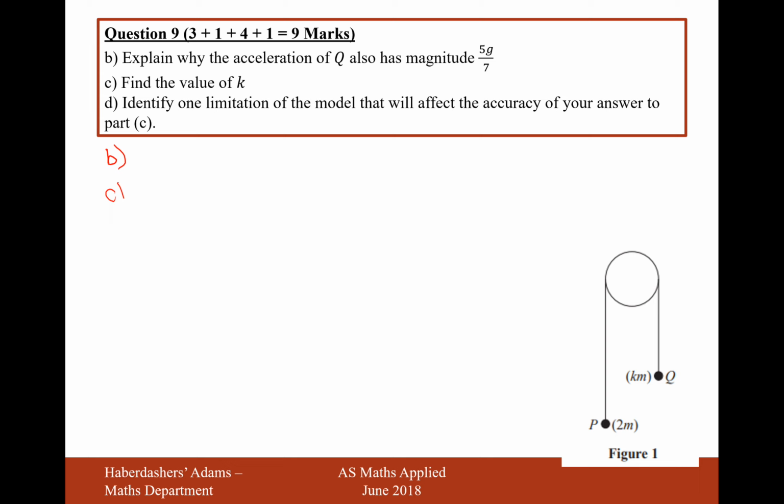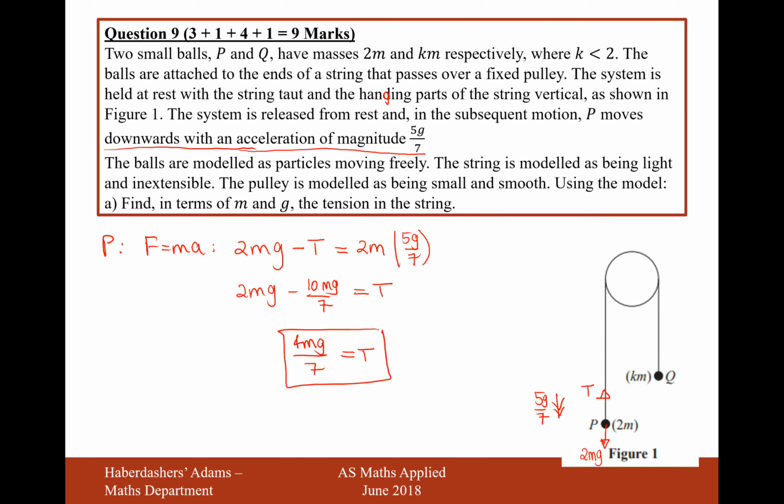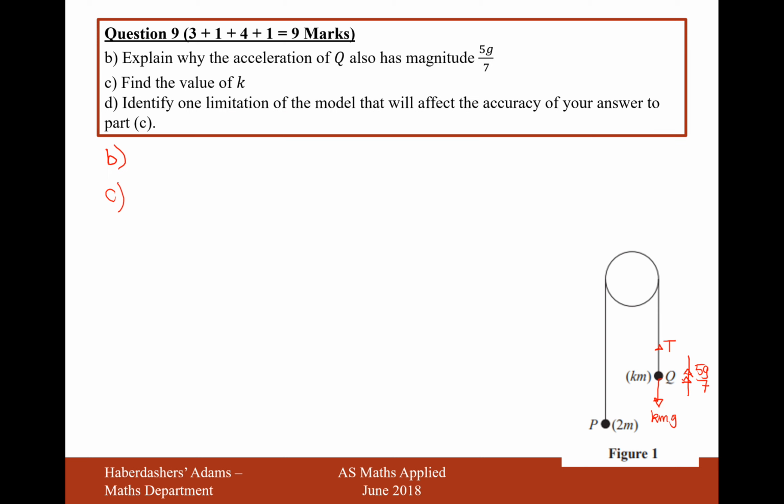Moving on to part C now. So for Q, this is going to have an upwards acceleration of 5g/7 as well, with a weight of kmg, with a total tension value of T. Now the tension value is going to be exactly the same as the tension value here, 4mg/7. So T equals 4mg/7. So part C is find the value for k.